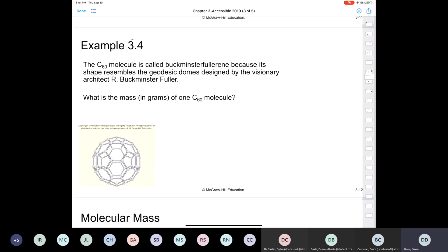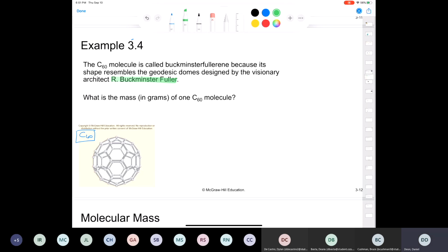Now here's a problem where we are going to have to use Avogadro's number. It says here the C60 molecule. So this is C60 right here. You might not have even heard of this molecule, but Sir Harold Kroto, I think he won the Nobel Prize for elucidating the structure of C60. They call it Buckminsterfullerene, kind of an interesting name. It's named after this architect, Buckminster Fuller.